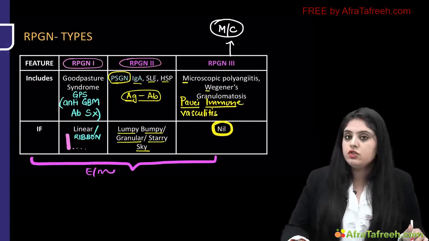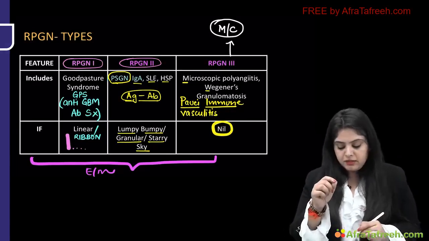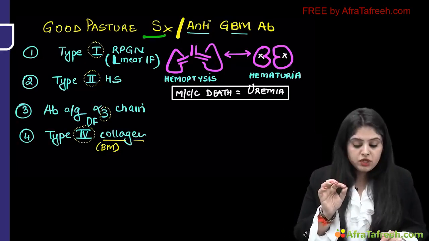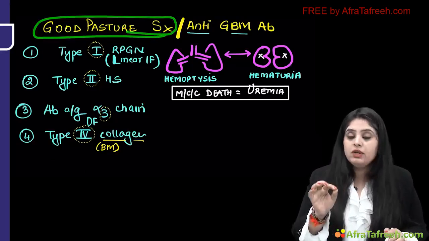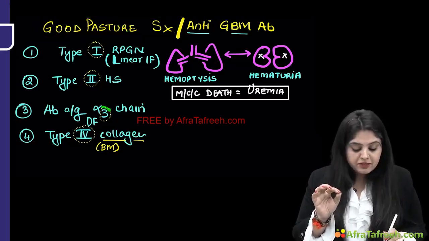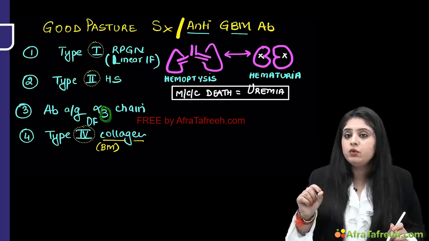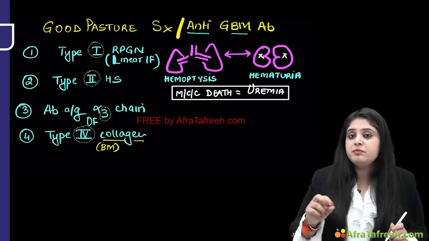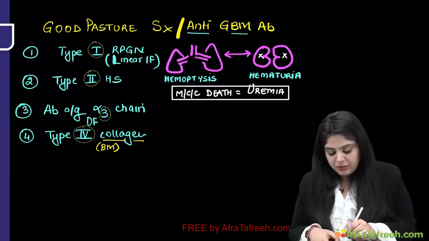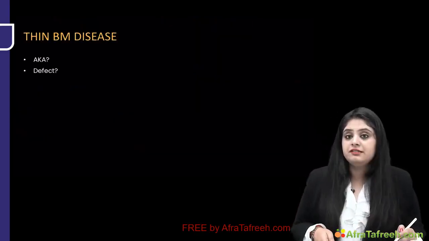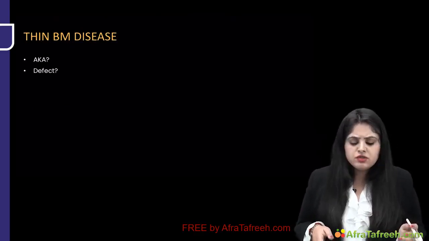With which we finish off RPGN, but there's one thing that is still bothering me. When I was teaching you Goodpasture syndrome, I only told you that there is alpha 3 chain involvement. So many students come back to me and ask me, what if there is alpha 4 involvement, alpha 5 involvement? What are those diseases known as? So please remember, now coming to the next. Thin basement membrane disease. Just keep listening to me.